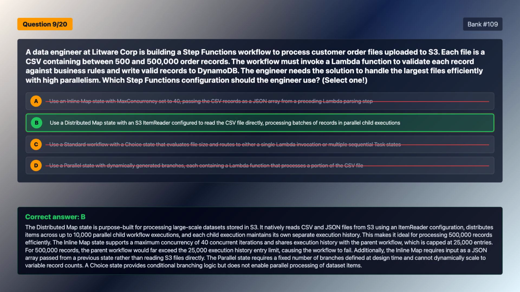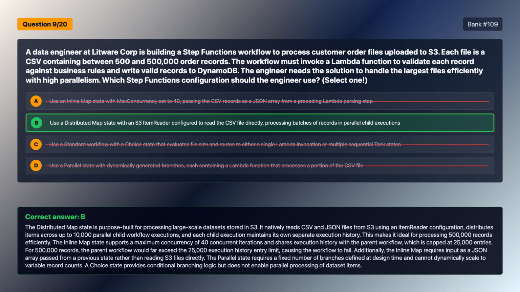The correct answer is option B. The Distributed Map state is purpose-built for processing large-scale datasets stored in S3. It natively reads CSV and JSON files from S3 using an item reader configuration, distributes items across up to 10,000 parallel child workflow executions, and each child execution maintains its own separate execution history. This makes it ideal for processing 500,000 records efficiently.